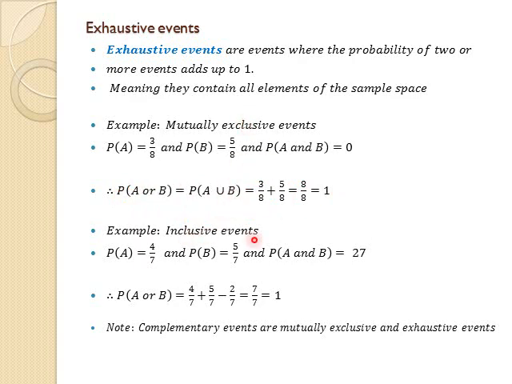If I look at inclusive events, the probability of A is given as 4 over 7, the probability of B is given as 5 over 7, and the probability of A and B is given as 2 over 7. So A or B would equal 4 over 7 plus 5 over 7 minus 2 over 7. 5 plus 4 gives me 9, minus 2 gives me 7 over 7, which is 1. So there I have inclusive events that are exhaustive, meaning it's reached its maximum value.